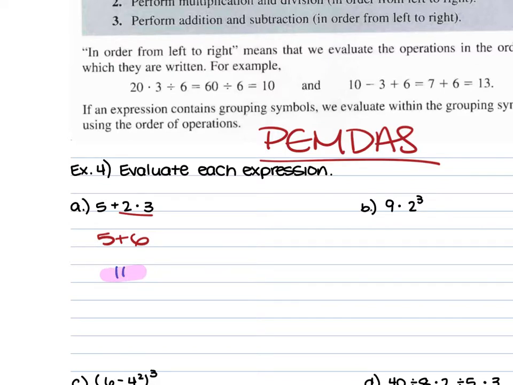For B, we want to do the 9 times 2 cubed. We want to do the 2 cubed first, which gives us 8. So it's 9 times 8, which is 72.